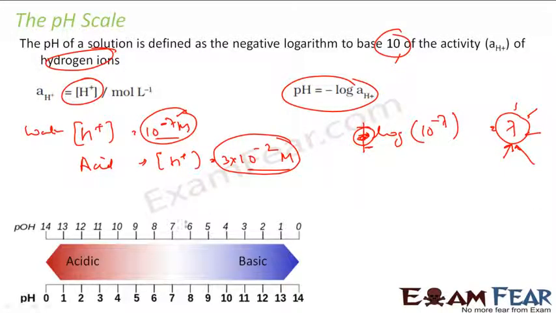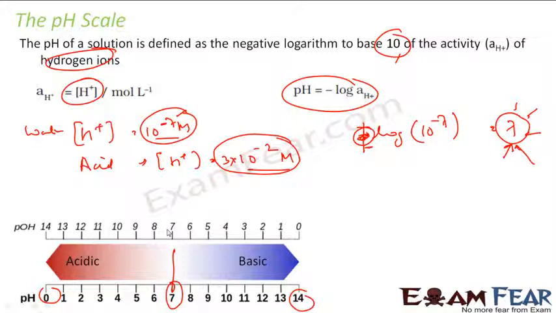Correct? And there's a pH scale. 7 is neutral here, and if you go less than 7, it is acidic, and more than 7, it is basic. The maximum value is 14 and the minimum value is 0. Now the question is, why is pH equal to 0 acidic and why is pH equal to 14 basic? We'll take this in the next 2 slides.